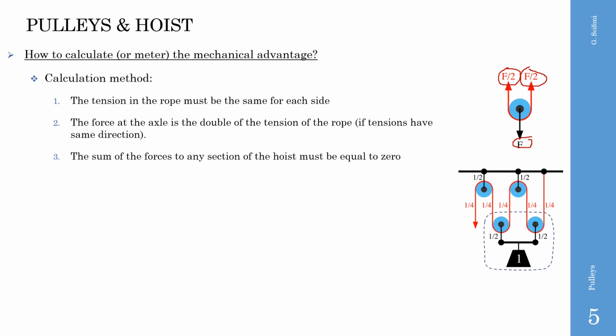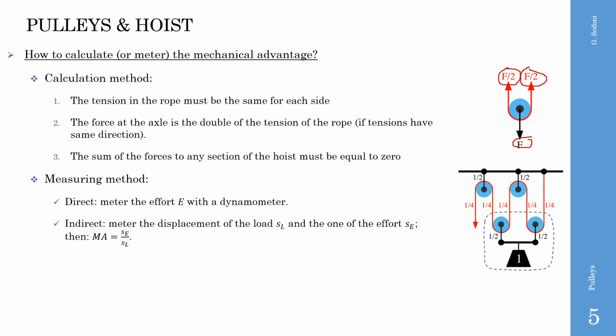To meter the mechanical advantage, we have two ways, a direct and indirect way. The direct consists in measuring the effort by a dynamometer. The indirect to meter the displacement instead. This time we need to meter two displacements, both for the load and for the effort. The principle behind is the conservation of mechanical energy, and it can be applied if no friction or losses. However, we remember that the mechanical advantage is a theoretical value.